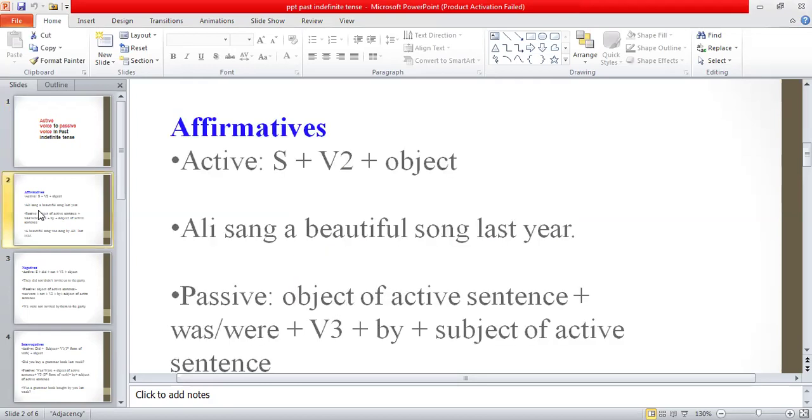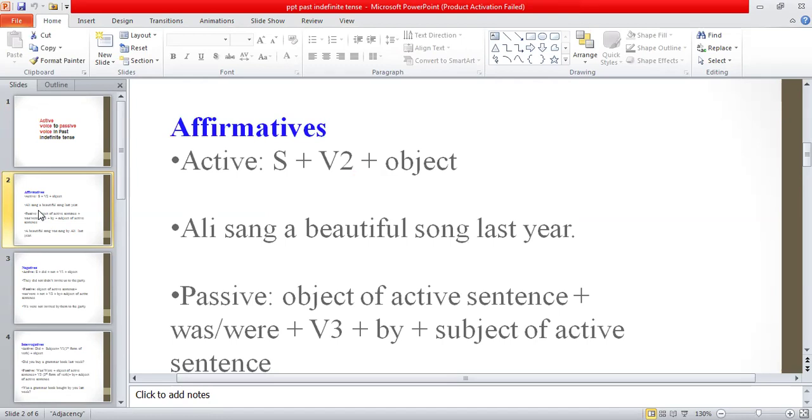First of all, we have to see if we want to change the affirmative. What do we mean by affirmative? By affirmative, we mean positive sentences. If we want to change a positive sentence from active voice into passive voice, what is the structure formula which is needed to do it? So in the active sentence, you are going to have subject plus past form of the verb plus object.